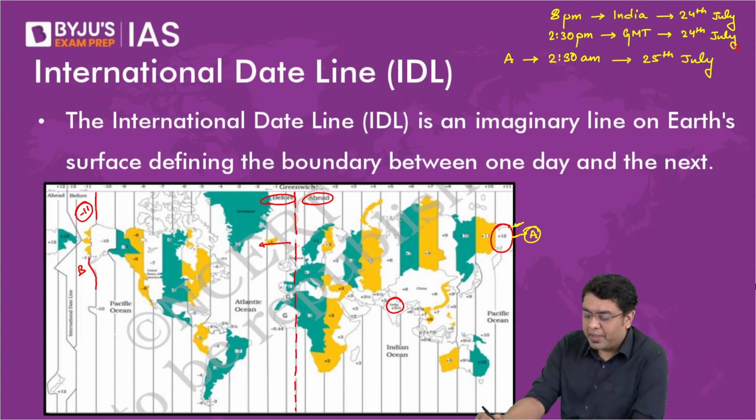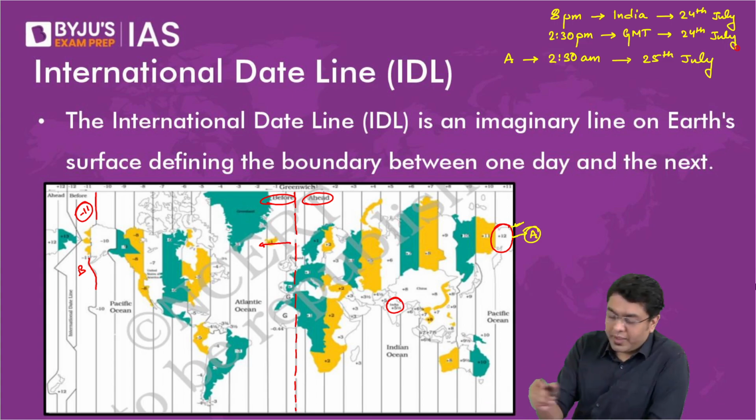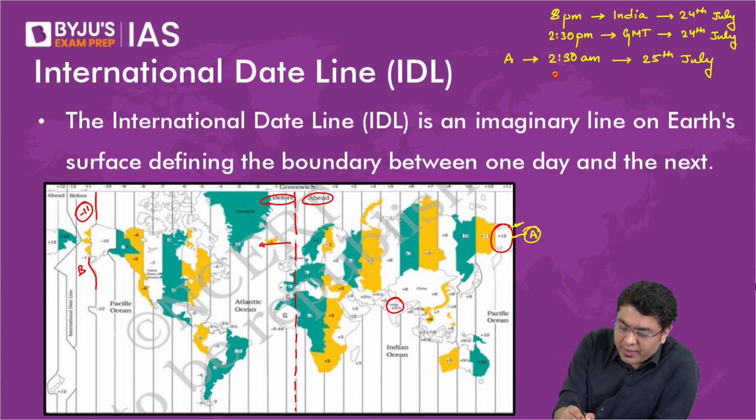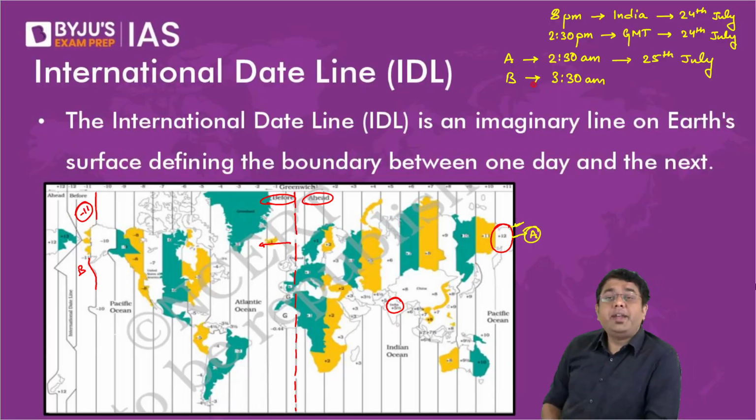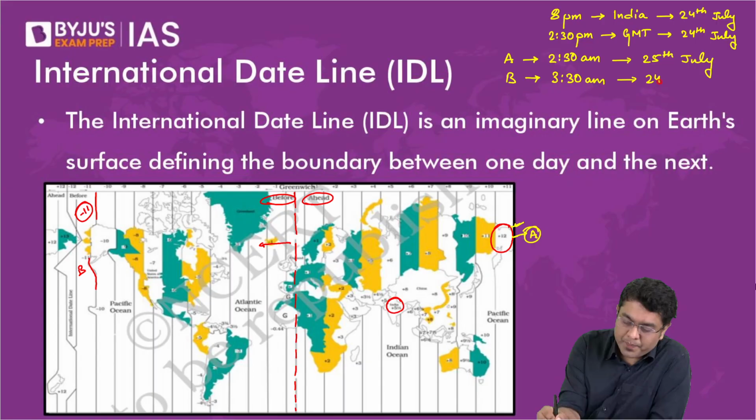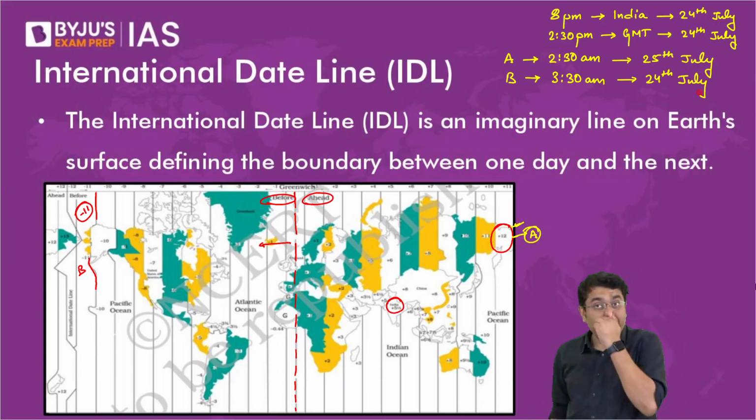Very good, Manikandan. Very good, most of you. It will be 3:30 a.m. at B. On which date? What will be the date there? 24th or 23rd? It will be 24th of July.